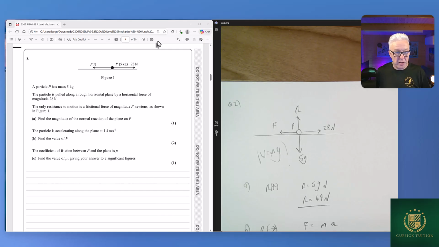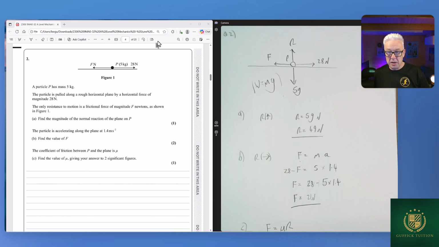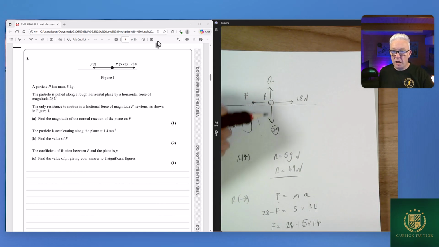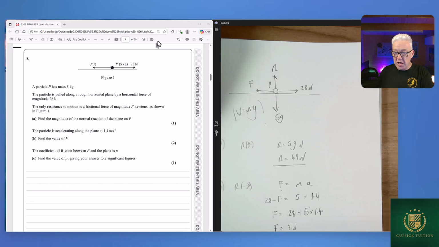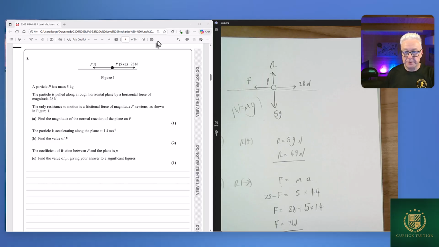So if we've got to find the normal reaction of the plane on P, we need to resolve vertically. So when we resolve vertically, there are only two forces in play, R and 5g, and they're in equilibrium. So therefore R is equal to 5g. And g is 9.8, so 5 times 9.8 is 49 newtons. So that's the answer to part A.